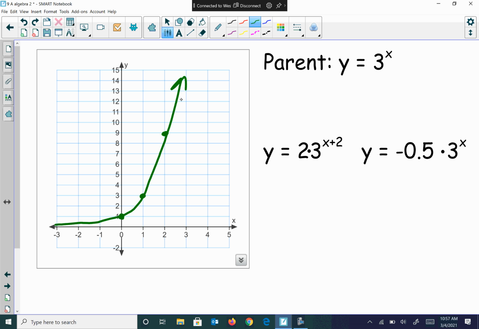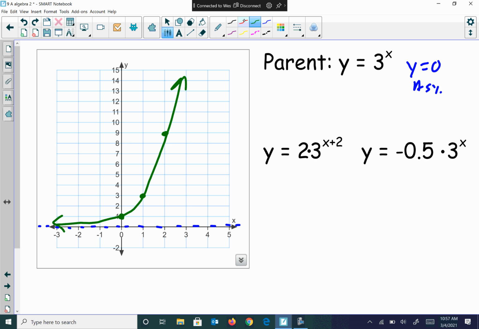So this looks very similar. The only thing that changed was really after my y-intercept, how it grew. It grew steeper, faster because of the 3. I still have an asymptote down here of y equals 0 is the asymptote.